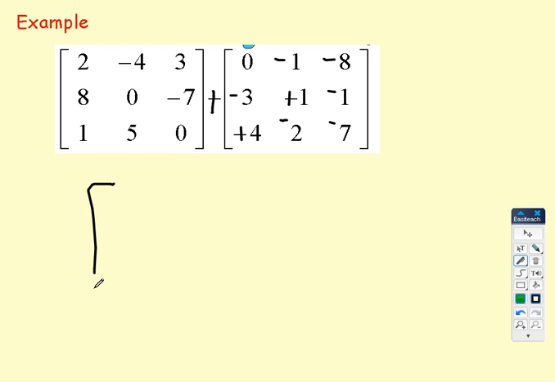So 2 plus 0 now is 2. -4 plus -1 is -5. 3 plus -8 is -5. 8 plus -3 is 5.